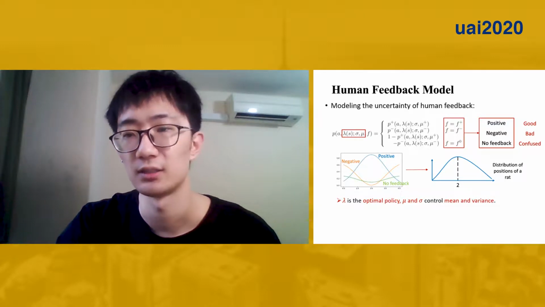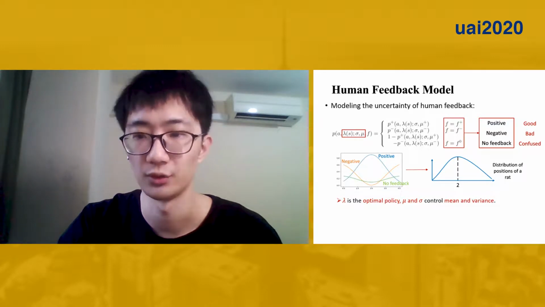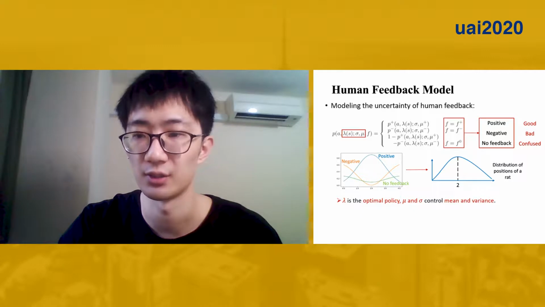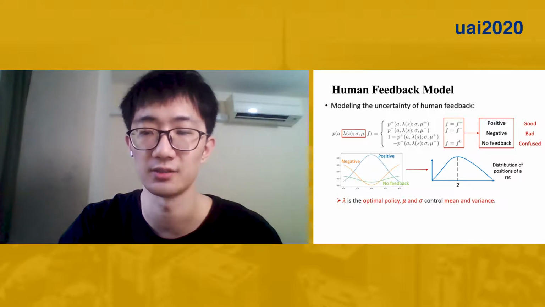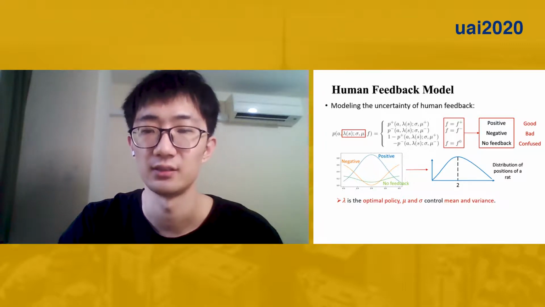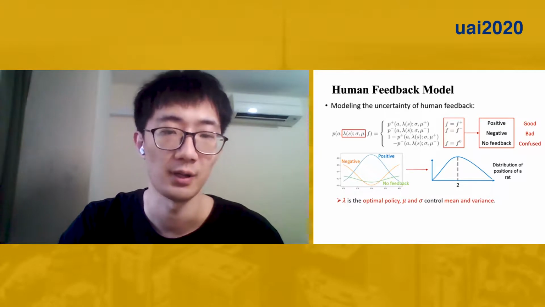We model the uncertainty by a human feedback model. The model includes 3 functions that correspond to 3 types of feedback. Since the sum of these 3 functions given an action is 1, the last function is actually 1 minus the sum of the probabilities that humans gave the other 2 kinds of feedback. We assume that at the optimal action, the probability of positive feedback is the largest and the negative feedback is the smallest. There are 3 parameters.